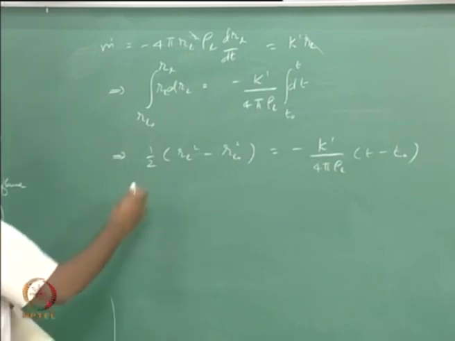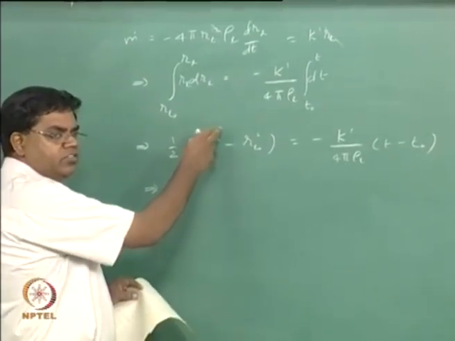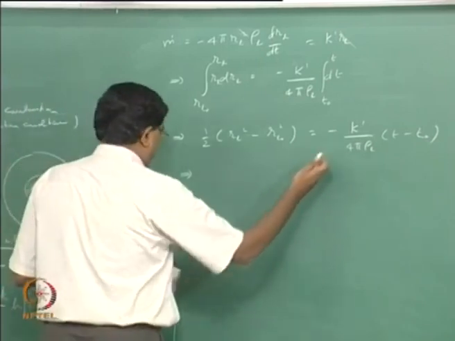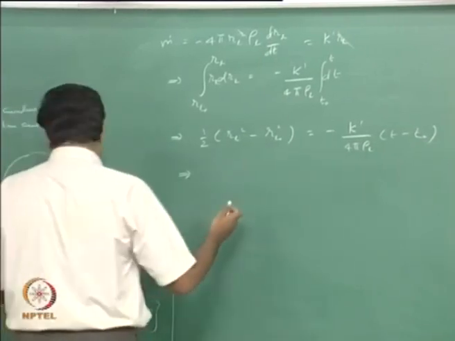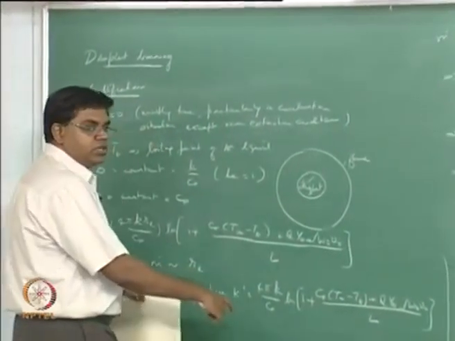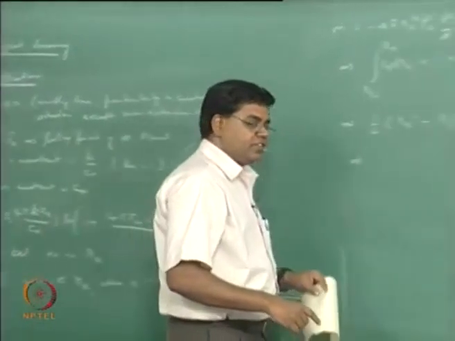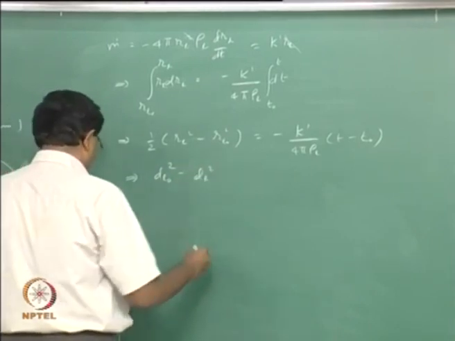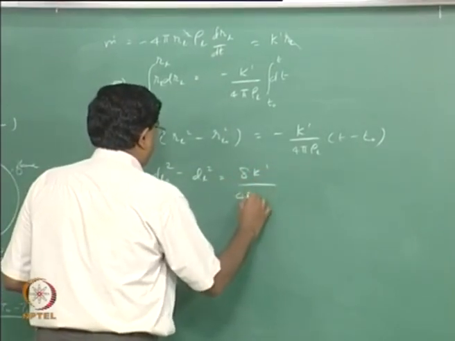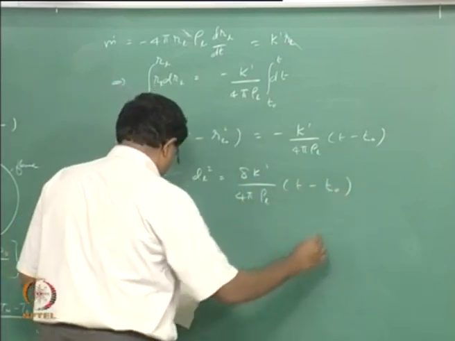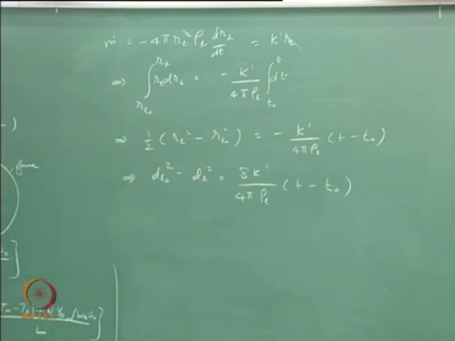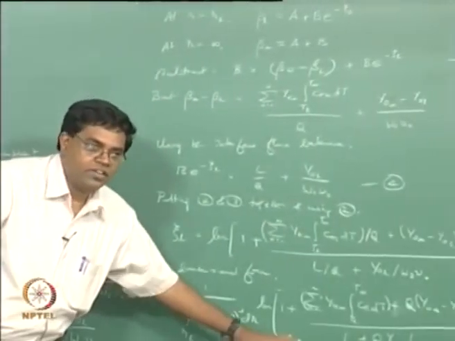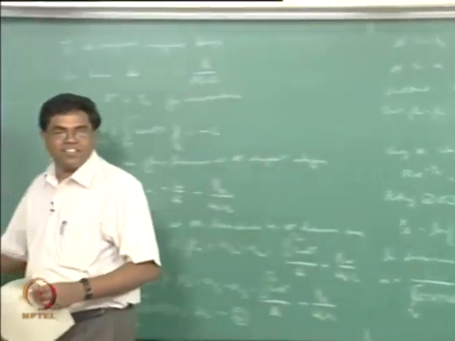And keep in mind, RL is nothing but DL over 2. So RL squared will be DL squared over 4. And so the 4 and 2 are going to get together to make an 8. And then, of course, you have a 4 pi that's going to go away. And k prime also has a 4 pi. So don't be in a hurry to cancel that with the 8. Okay. So DL naught squared minus DL squared is equal to 8 k prime divided by 4 pi rho L, times (T minus T naught). So now it's beginning to look like the d squared law. Boy, about 10 minutes ago, this didn't look like the d squared law at all. Okay, but that's the d squared law there.